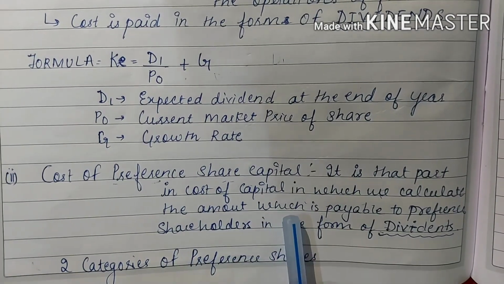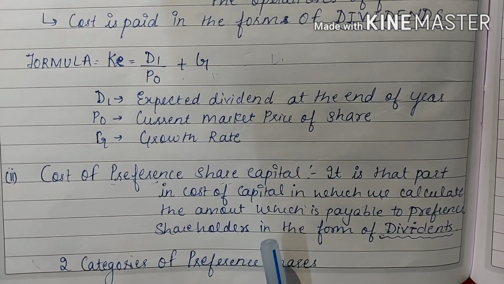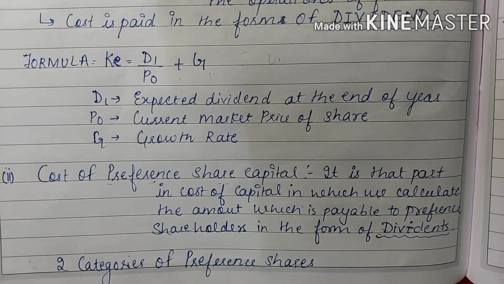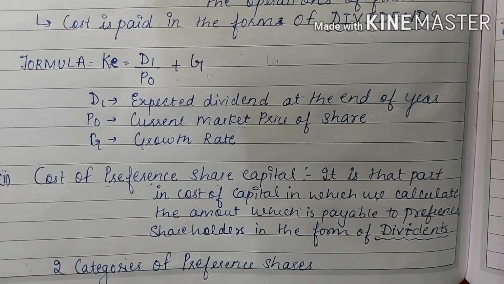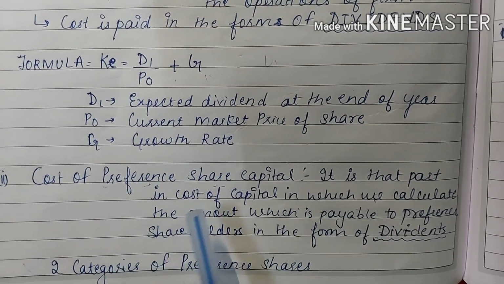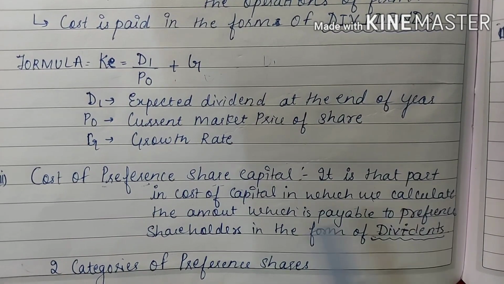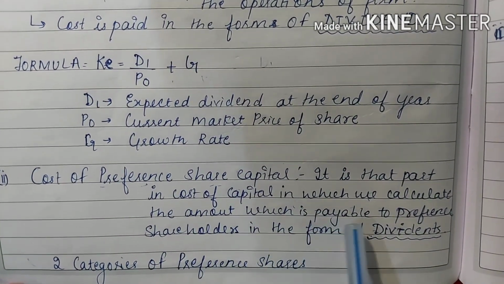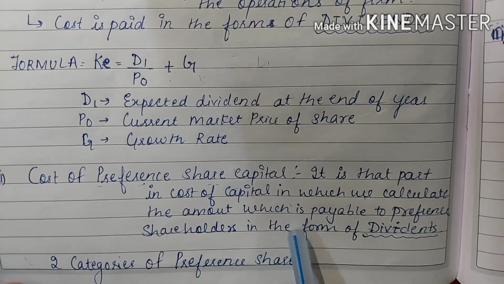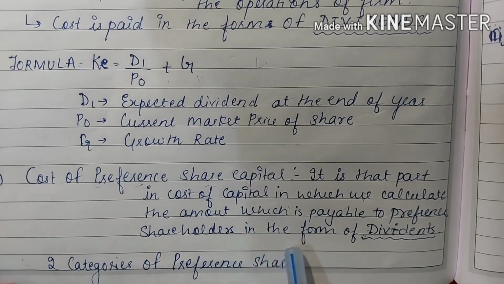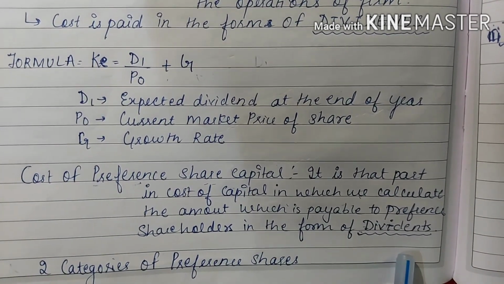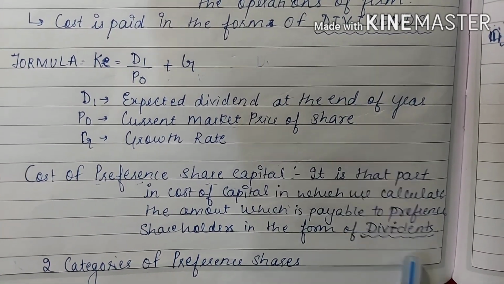Second, cost of preference share capital. Preference share capital is the share capital of the preference shareholders, and preference shareholders are the ones who are entitled to fixed dividends. Cost of preference share capital is the part in cost of capital in which we calculate the amount which is payable to preference shareholders in the form of dividend. Here also the cost is paid in the form of dividends.